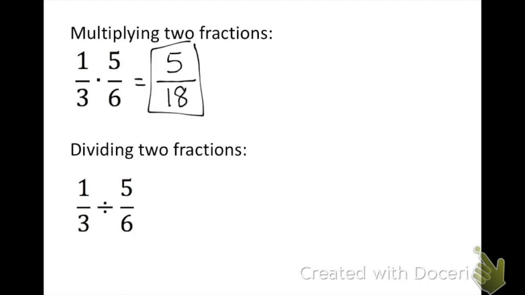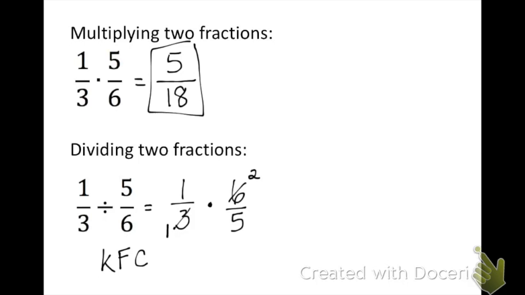When dividing, we use KFC. Keep, flip, change. We're going to keep the first fraction, we're going to flip the next fraction, and we're going to change to multiply. Now notice we can cross simplify here because 3 and 6 have a common factor of 3. So what I'm going to do is cross off and divide both of these by 3. So I get 1 and I get 2.